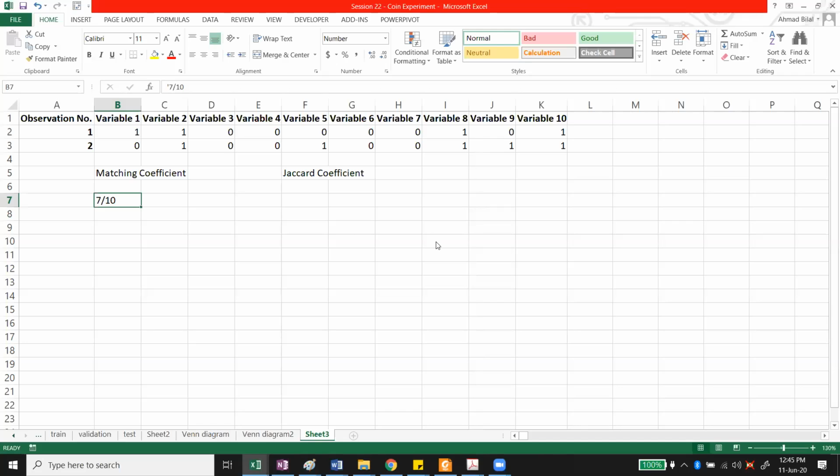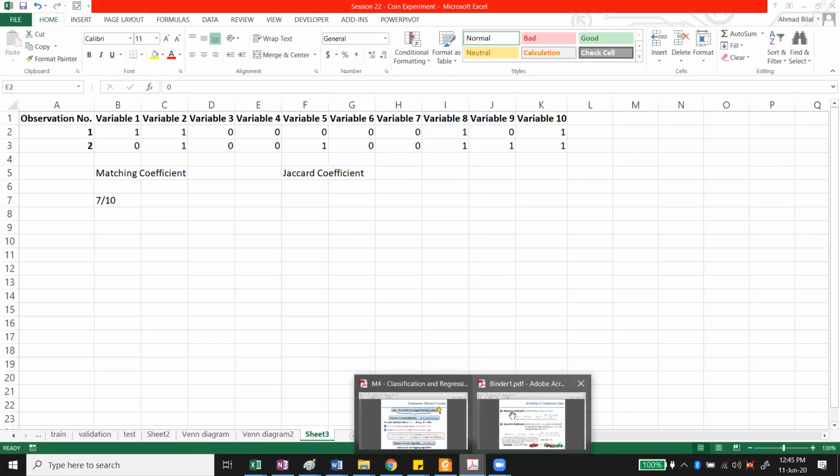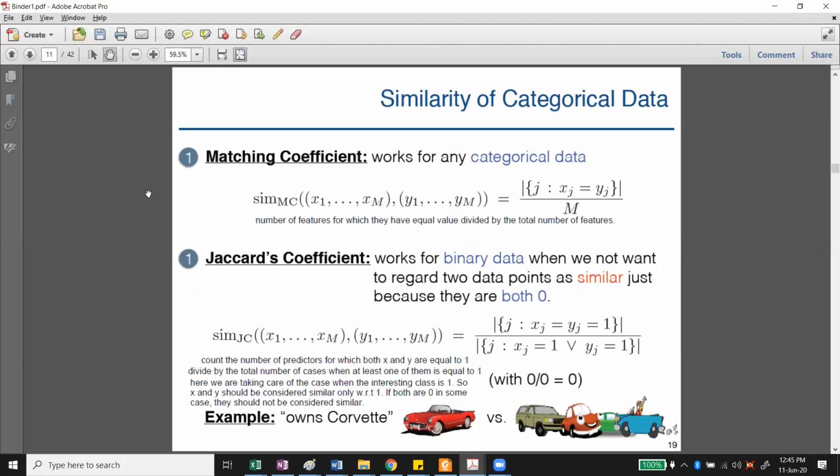But the problem here is that it's giving equal weightage to 1 and zeros here. It might work perfectly fine for many cases, but there could be some cases where you may want to give more weightage to ones as compared to zeros. So for example, let's consider this case. You work in the automobile industry and you are doing a survey with respect to the cars that different people own, right?